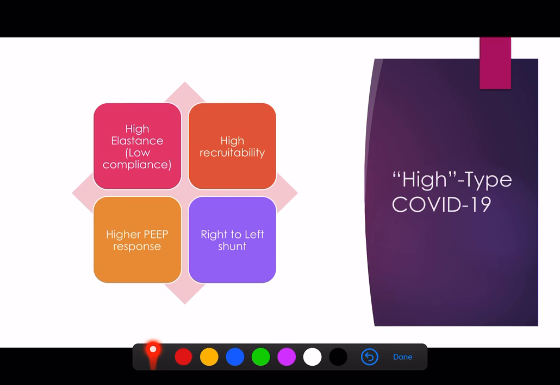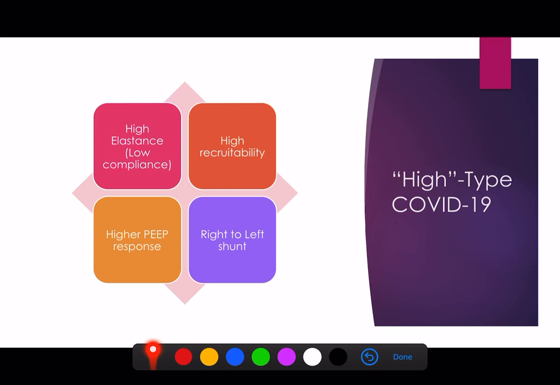So the H-type stands for the high type of COVID. And again, Gattinoni really talked about this when talking about 4 different parts. And if you've seen the video on the L-type phenotype of COVID, you'll see that there's 4 similar aspects. But in this case, you have high elastance.